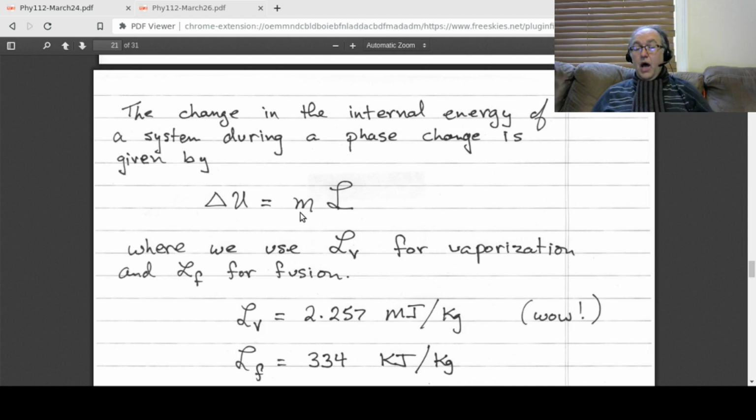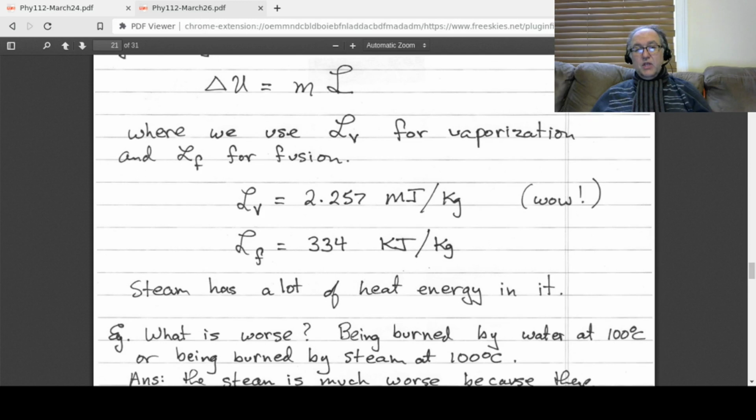It's M. Obviously, the more stuff you have, the more latent heat you have. It's an extensive quantity, so the more mass you have, the more energy you're going to need. But it's multiplied by this L, which is the symbol for latent heat. I didn't put a V or an F there because this works for both vaporization and fusion, but the numbers are different.